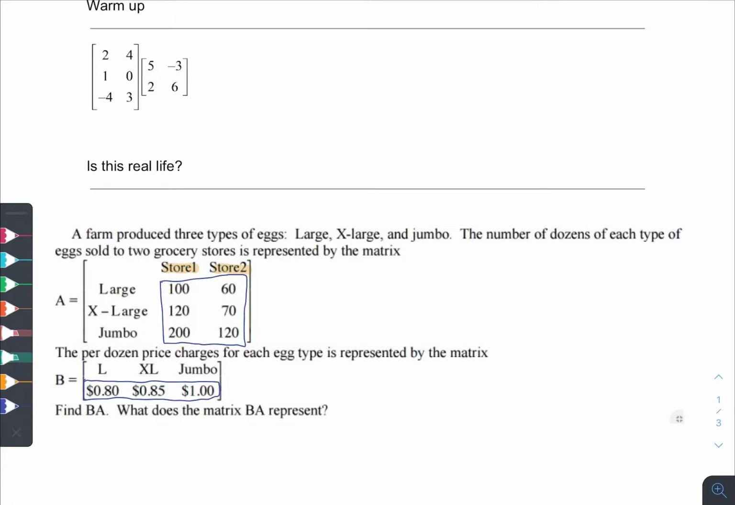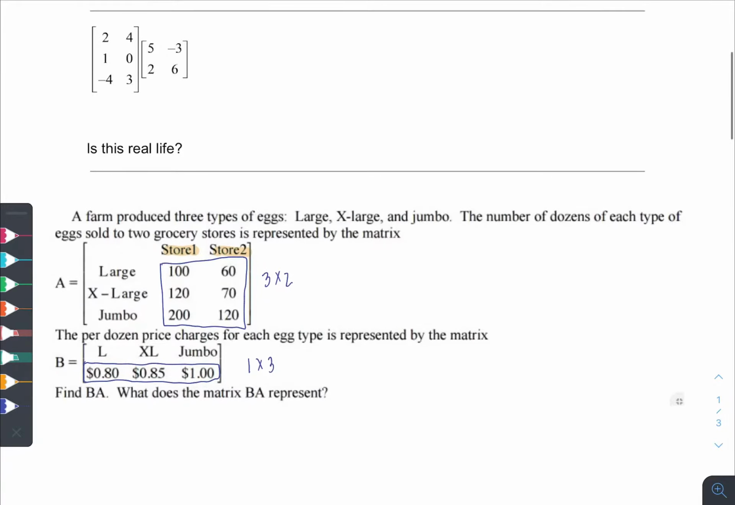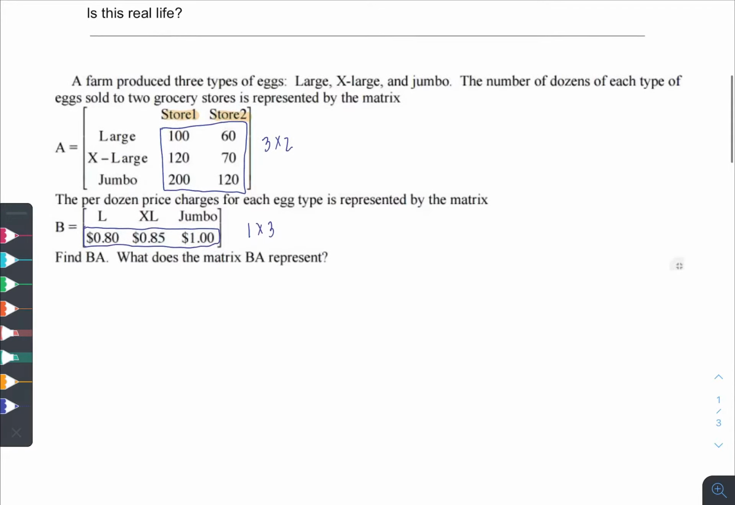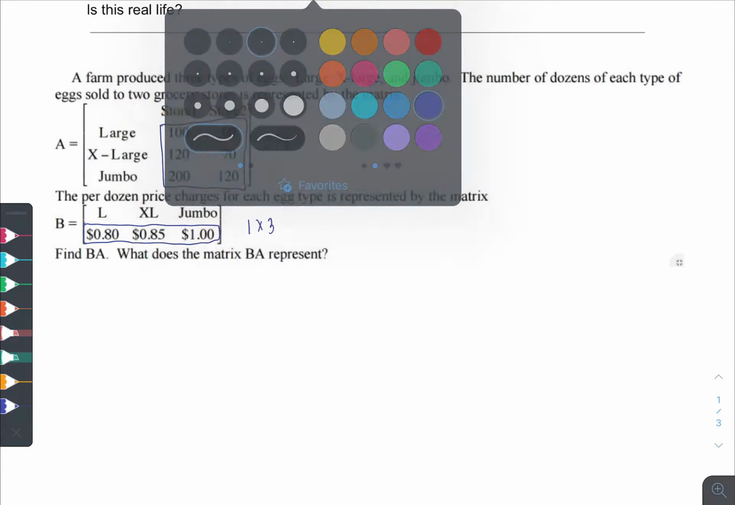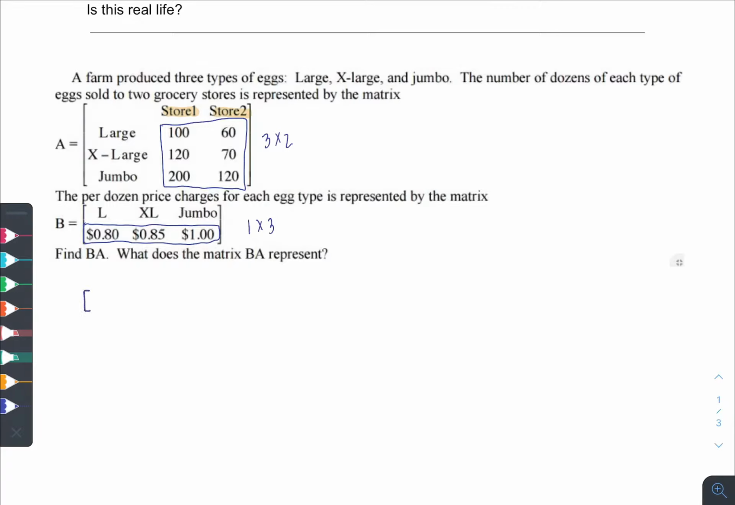This is a 3 by 2 matrix, and this is a 1 by 3 matrix. All right, and it wants us to find BA. This is going to show us what the total revenue is. So when we multiply together these two things, let me make it a little bigger, we're going to have this matrix. So this is money here.